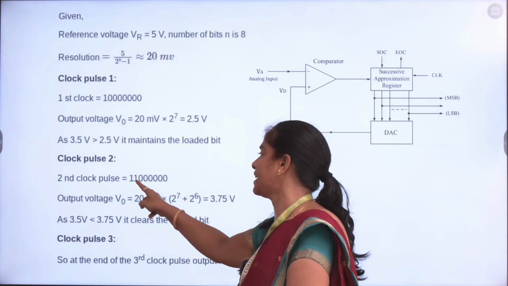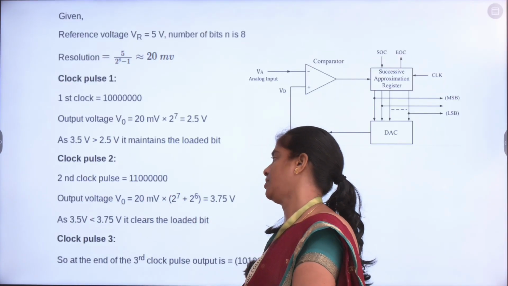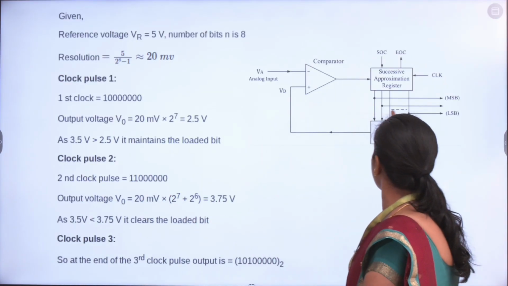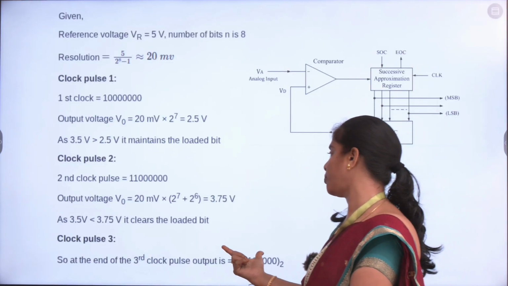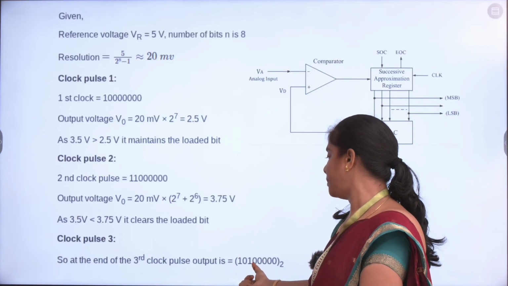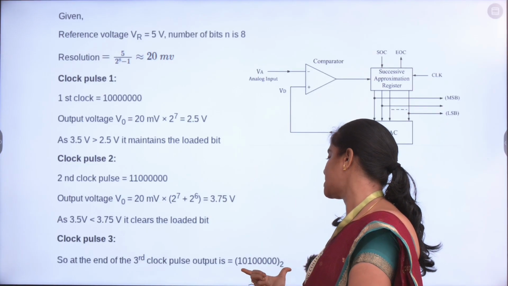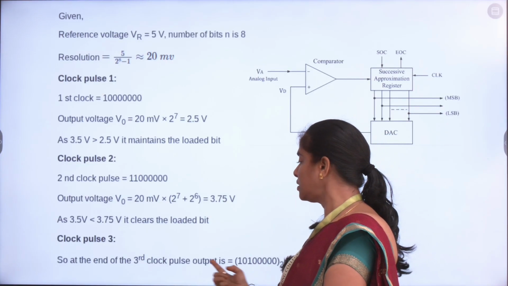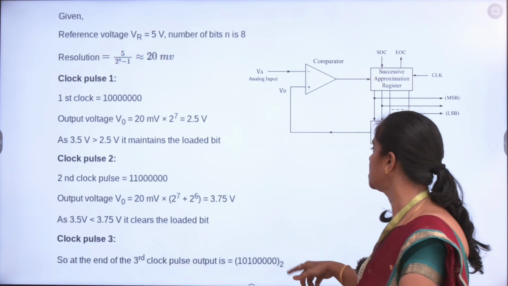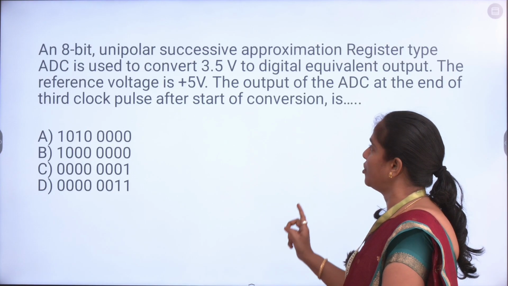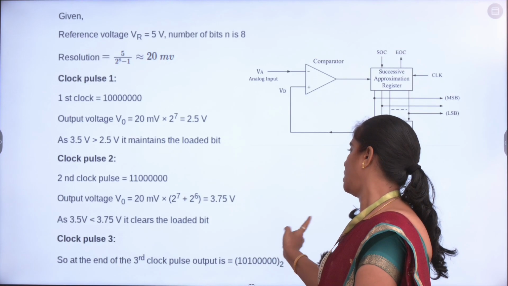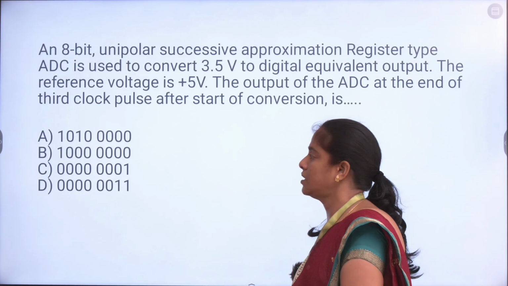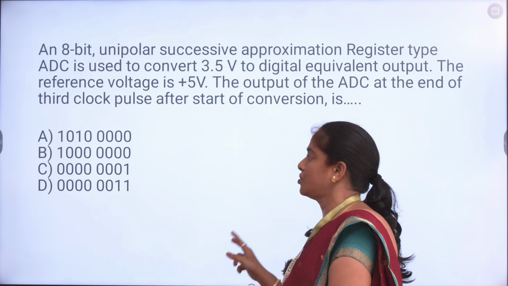That is, the second most significant bit which was set is now reset. Next, during the third clock pulse, the successive approximation register is going to make the third bit 1. So this is the bit pattern after the third clock pulse from this successive approximation method. So option A is the right answer, 1010 0000.